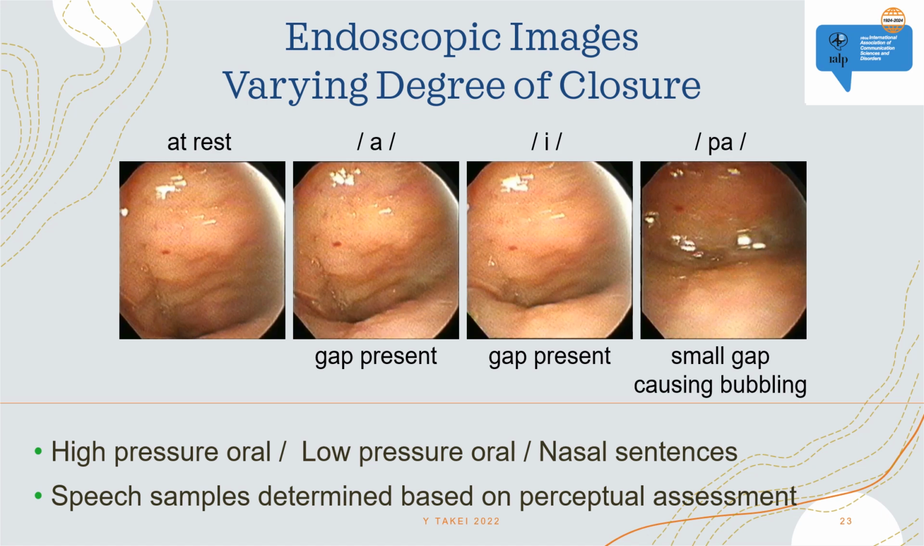Because the degree of VP closure can be inconsistent among sounds, it is better to prepare sentences loaded with high-pressure consonants, low-pressure oral consonants, and nasal consonants. Also, it is important to determine the type of speech samples needed based on the results of perceptual assessment.